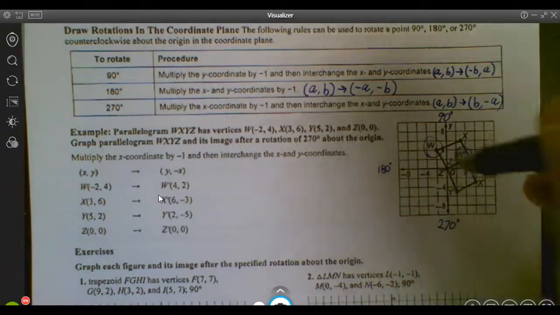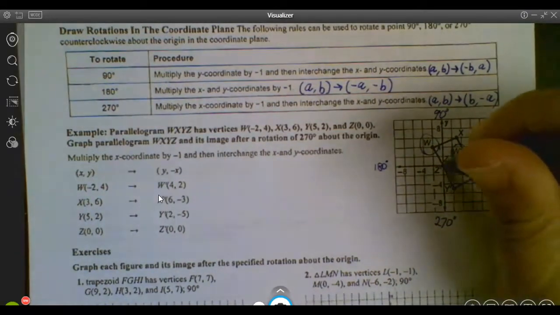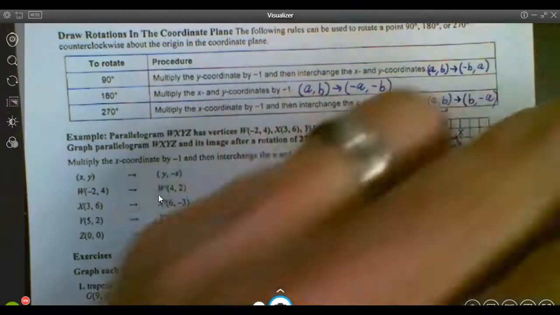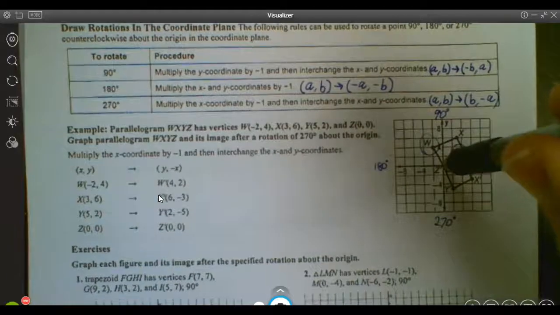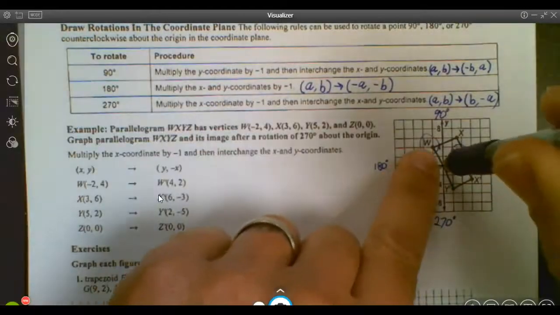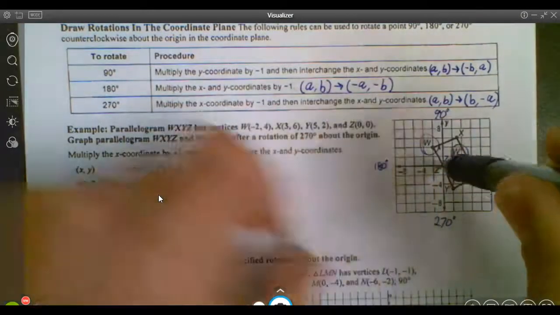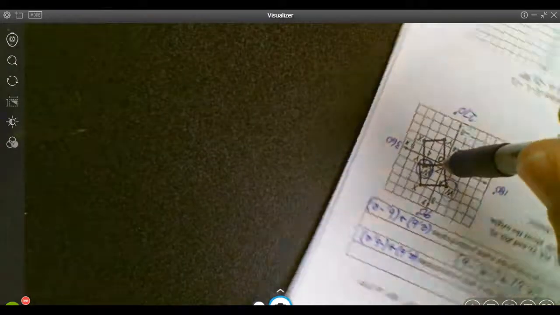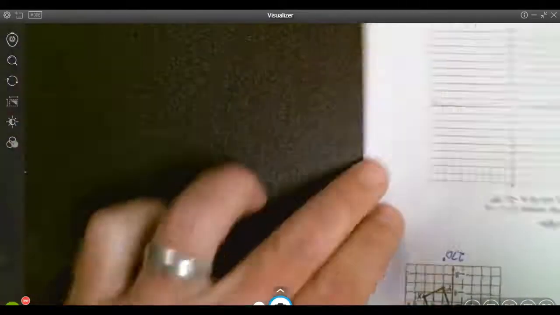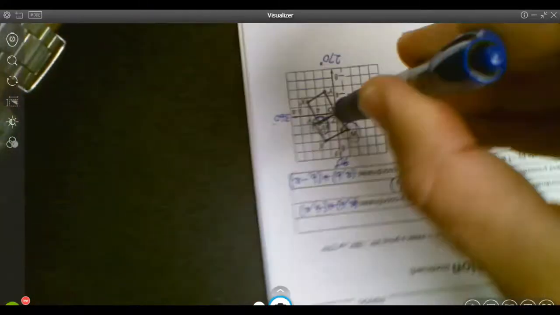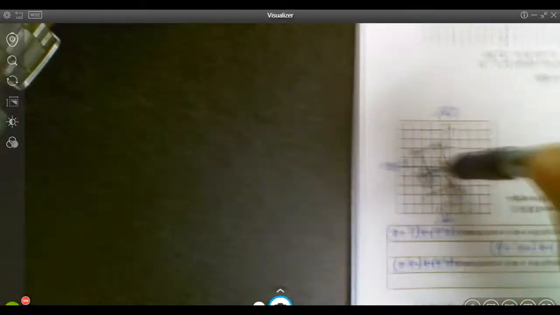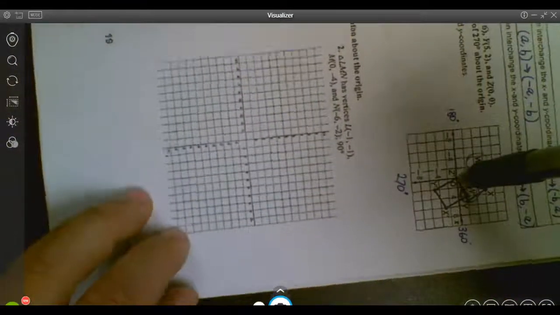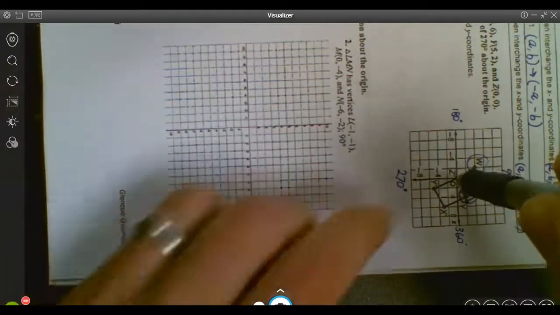If I physically took my paper, put my pen down on the origin at (0, 0), and if I physically rotated my paper 270 degrees, you'll see this point is now right there. So watch, when I go 90, it's here. If I went 180, my paper's getting in the way, it would now be here. And as I complete that rotation and go 270, now it's right there, right? And you can see where it ended up. See that point where it ended up?